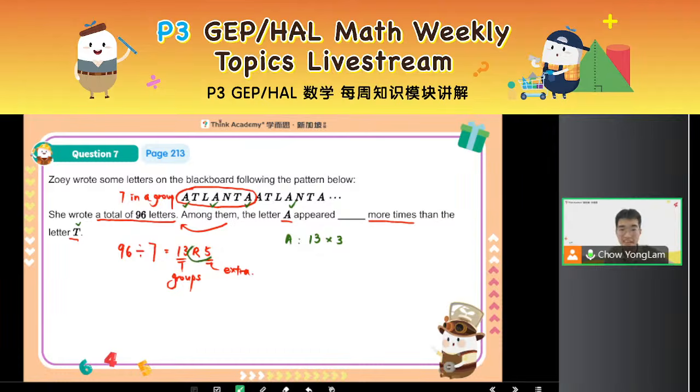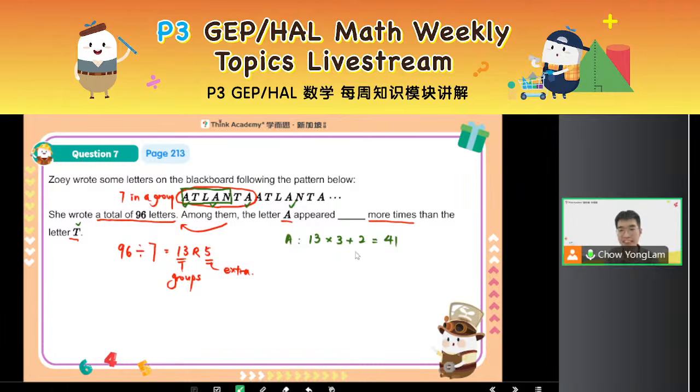There's a remainder 5. Okay, so all the people on YouTube, remainder 5, look at the remainder. Now, does remainder 5 mean I plus 5? Yeah, I have 5 extra, what? Not just the 5th one from the left. Here, the remainder 5 means I still need to look at 5 more letters after the 13 groups. Among them, how many of them are A? It's 1, 2. 2 of them are A, so I need to add 2 more. Okay, 13 times 3 plus 2, right? What's the total answer? It is 41, right? So my answer is 41 for A.